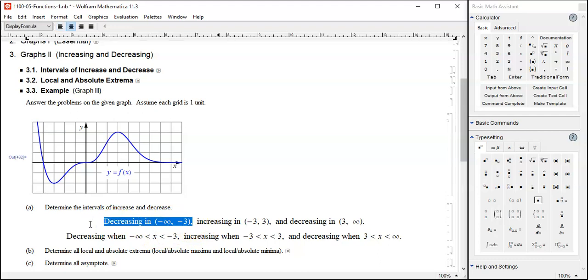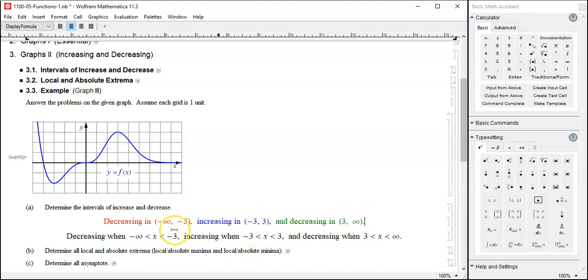Decreasing, and then increasing in the middle part, and then decreasing in the third part. Decreasing, increasing, decreasing, and these are intervals of the x-coordinate: from negative infinity to negative 3, negative 3 to positive 3, 3 to infinity. These are not x comma y. I don't think anybody will get confused with negative infinity to negative 3 as x comma y, but negative 3 comma 3, you may end up getting confused, so that's why I'm emphasizing.